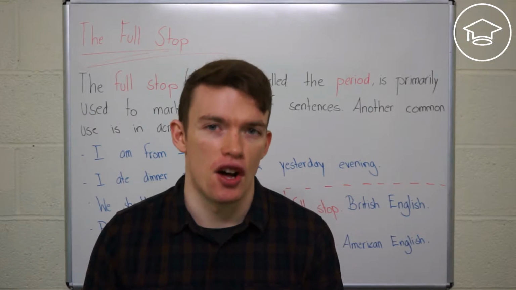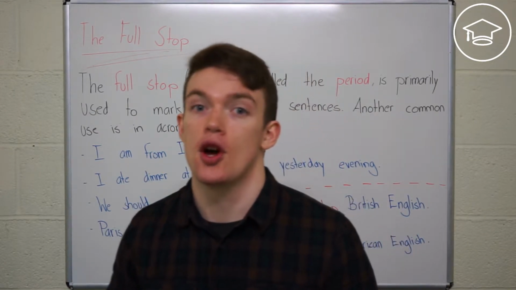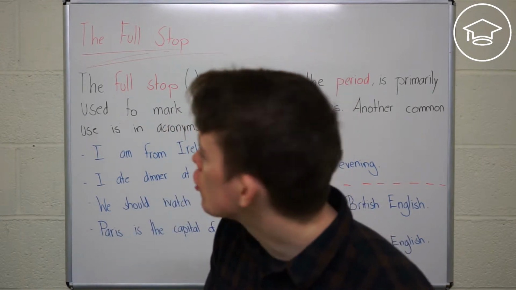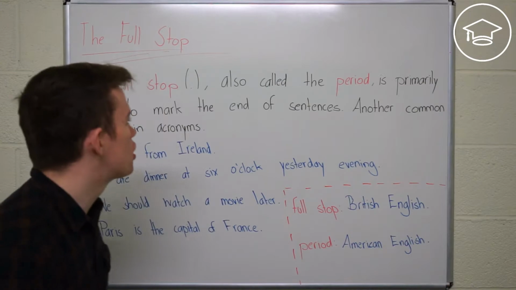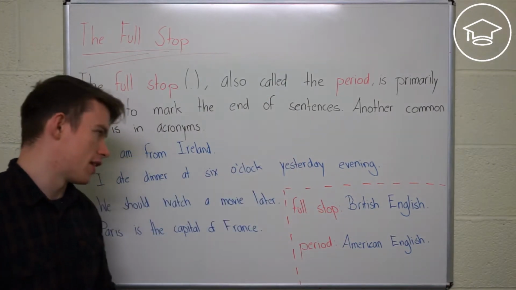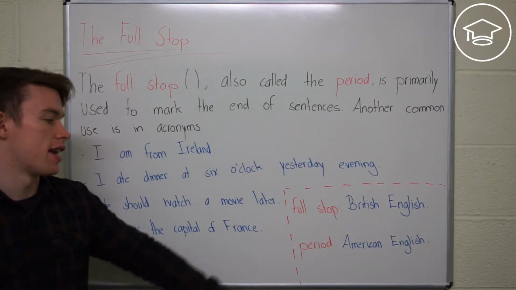So we're going to start off with the full stop. This is the first punctuation mark that we're going to look at. So the full stop can also be called the period, okay? So we say full stop in British English, and in American English they say period.